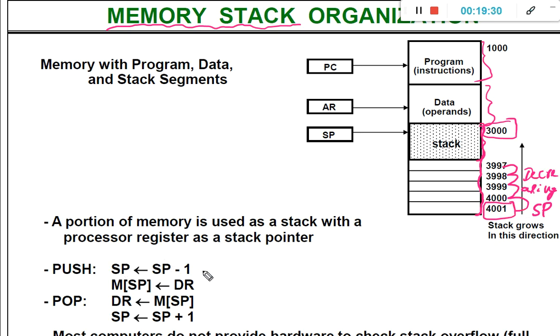So push operation is carried out as SP assigned SP - 1, and then M[SP] assigned DR. Store the content of DR into the stack pointer location. Similarly, pop operation is carried out as DR assigned M[SP] and SP assigned SP + 1. Increment the stack pointer. So we are just going to reverse the operations, because here the address locations are decrementing from bottom to top. Like this also we can implement the stack operations.